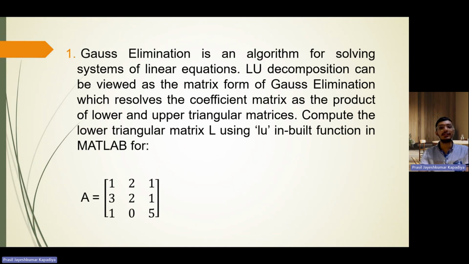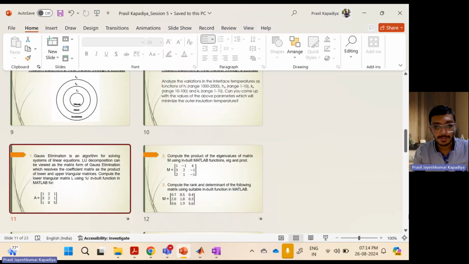Okay, so my question is, Gauss-Elimination is an algorithm for solving systems of linear equations. We know that LU decomposition can be viewed as the matrix form of Gauss-Elimination, which resolves the coefficient matrix as the product of lower and upper triangular matrices. Compute the lower triangular matrix L using LU inbuilt function for this matrix.